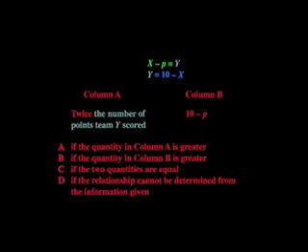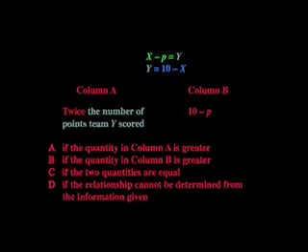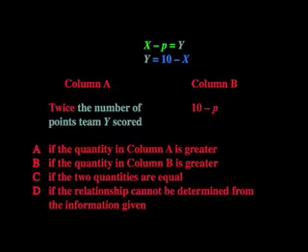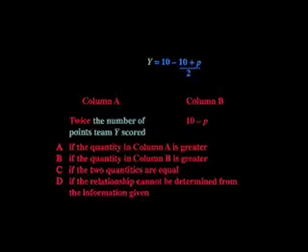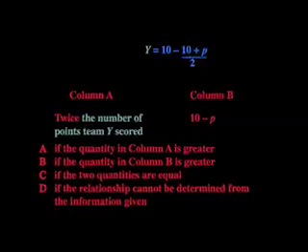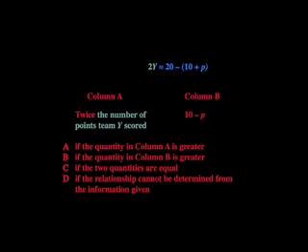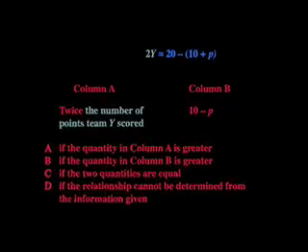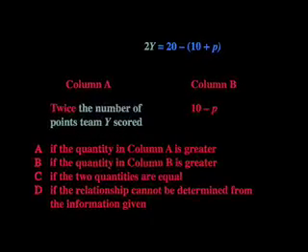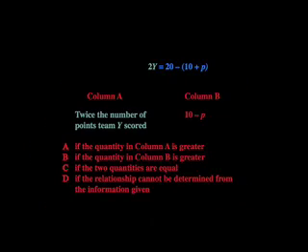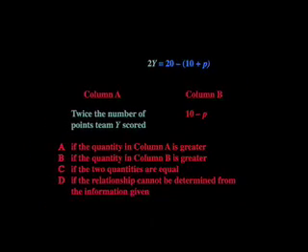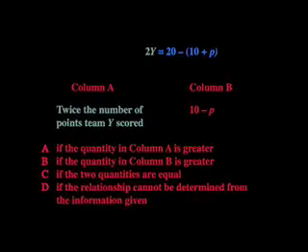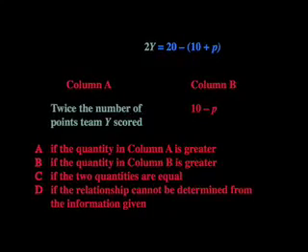We can go back to our two equations equating everything to Y and look at the second equation and substitute for X. This makes Y equal 10 minus (10 plus P) over 2. When we multiply by 2 to get rid of the fraction, we get 2Y equals 20 minus (10 plus P). Now we're almost there because column A wants twice the number of points Team Y scored, and we already have the equation in terms of 2Y.